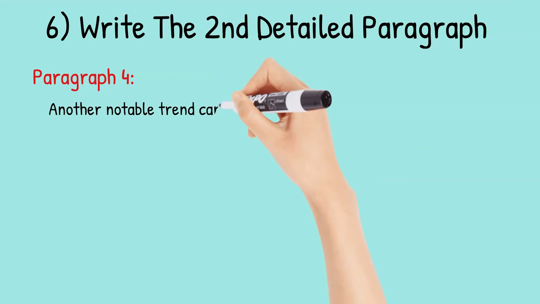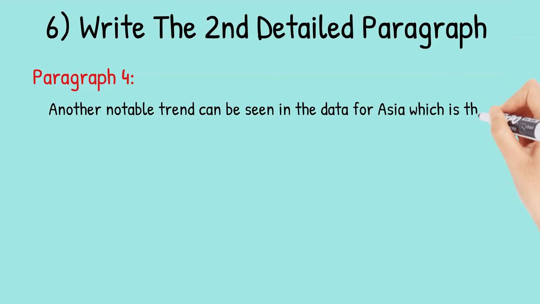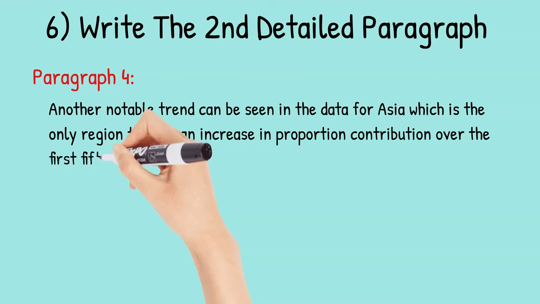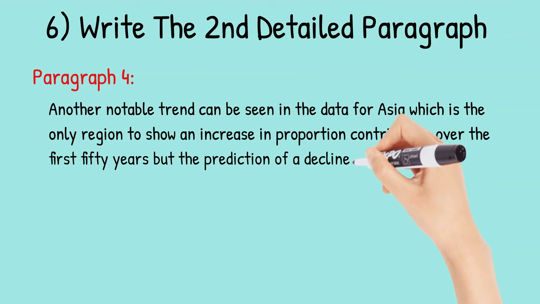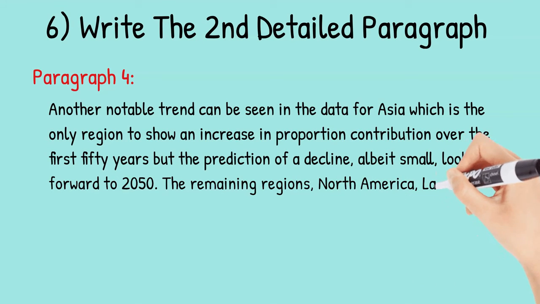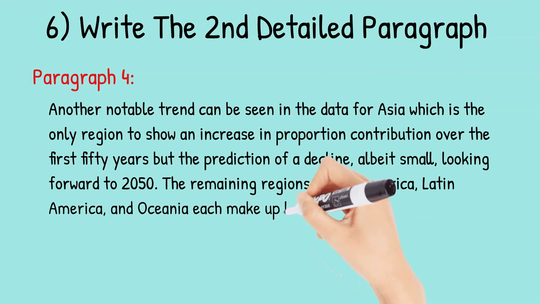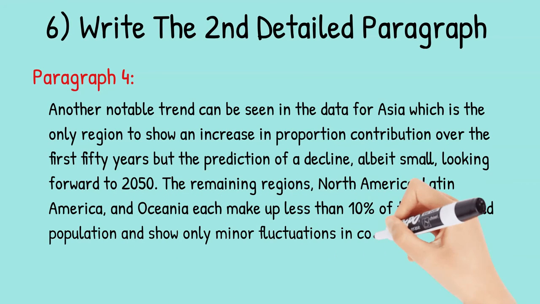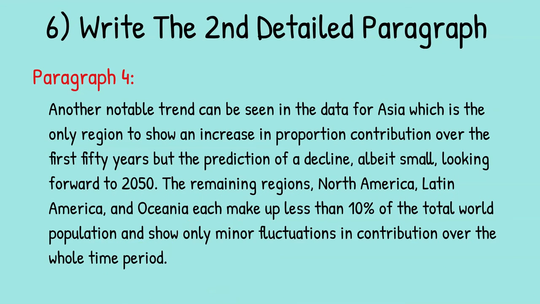Another notable trend can be seen in the data for Asia, which is the only region to show an increase in proportion contribution over the first 50 years, but the prediction of a decline, albeit small, looking forward to 2050. The remaining regions, North America, Latin America and Oceania, each make up less than 10% of the total world population and show only minor fluctuations in contribution over the whole time period. It's best to mention all the regions if at all possible, but you could get away with missing out on the last sentence if really pushed for time.